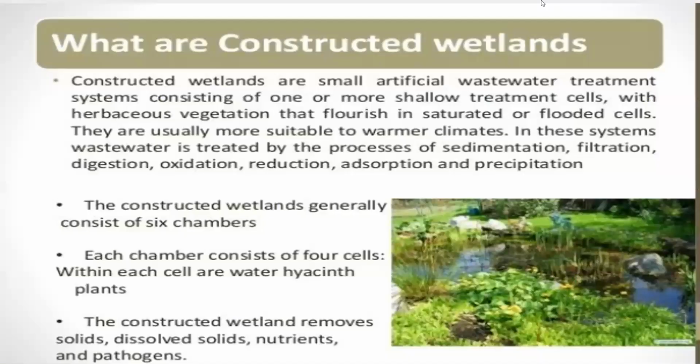Now let's move to what a constructed wetland is. A wetland is a place where the land is covered by water and has characteristic vegetation of aquatic plants and life. There are two types of wetland, natural and artificial. In this presentation, we focus on artificial wetland. A constructed wetland is formed by us artificially to improve the efficiency of wastewater treatment by using techniques of sedimentation, filtration, digestion, oxidation, reduction, and adsorption.